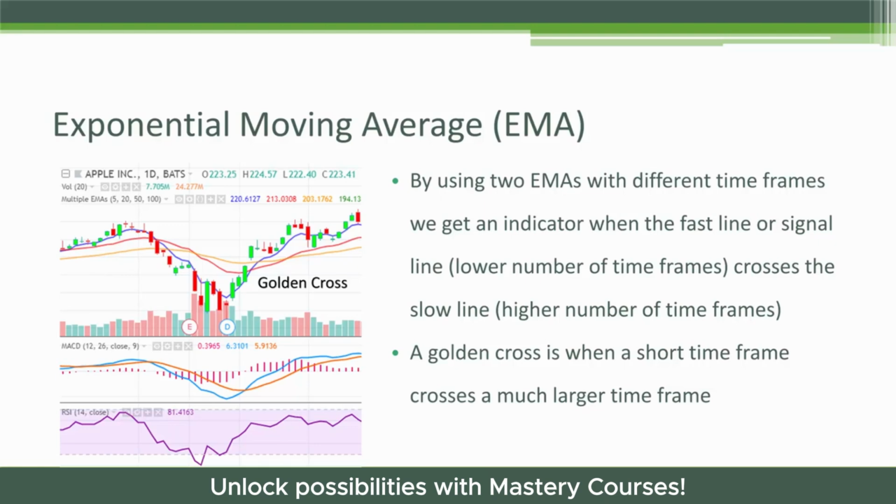A golden cross, which you may have heard talked about in the press, is when a short time frame crosses a much larger time frame. So one example would be if a 50-day moving average crosses a 200-day moving average. That doesn't happen that often in stocks on a daily basis or in markets on a daily basis. So when that happens, you may hear reports about it in the press.